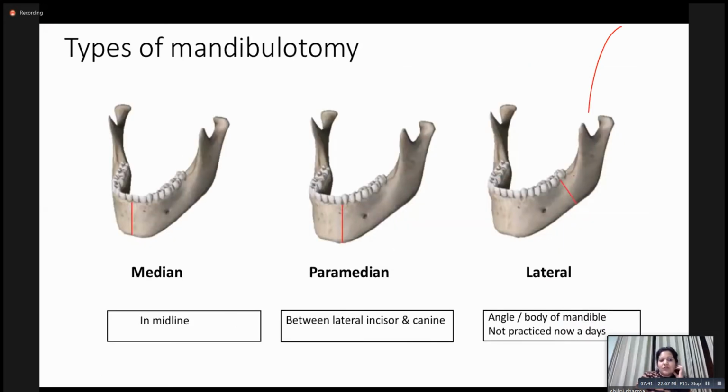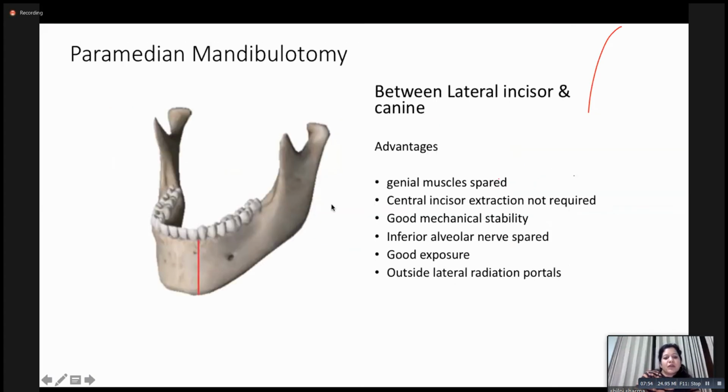Now, coming to the mandibulotomy, it is of three types: median, paramedian, lateral. Lateral is outdated. We can do either median or paramedian. Paramedian is preferred over the median mandibulotomy. Paramedian mandibulotomy is done between the lateral incisor and canine, because that way we can preserve the genial muscles. We don't have to extract the central incisor while doing paramedian.